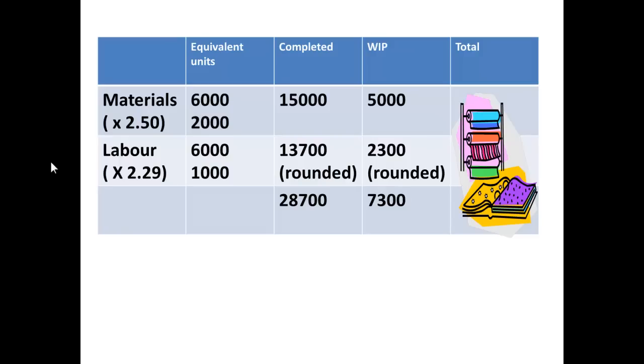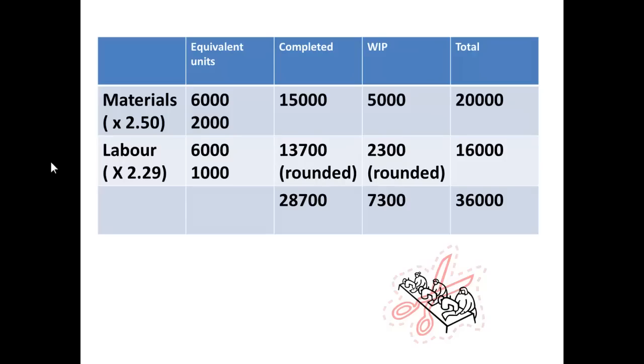I now do the same thing for the work in progress. I had 2,000 of those equivalent units. 2,000 times 2.5 is 5,000. If I do the same for labour and I round it, it comes to about 2,300, so that's 7,300 total. And if I add those up, my total cost 20,000 for materials, 16,000 for labour, total of 36,000, which is what we had to begin with.